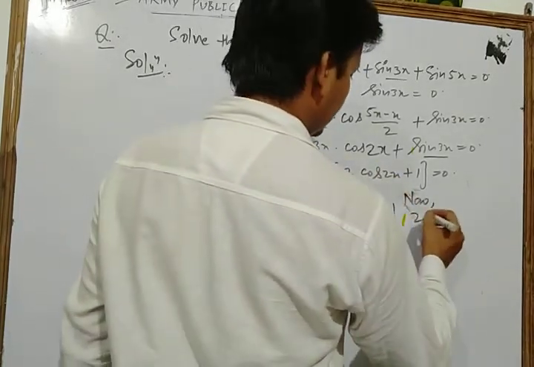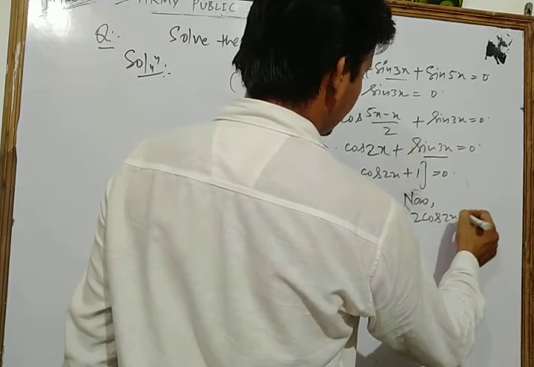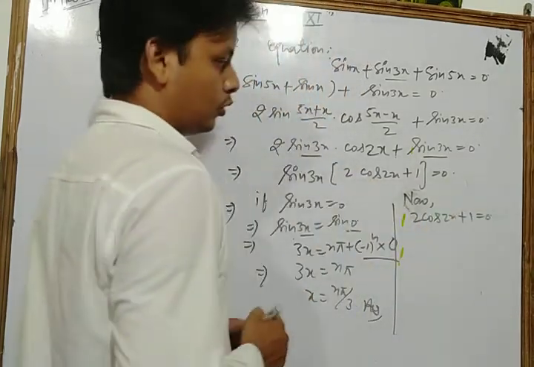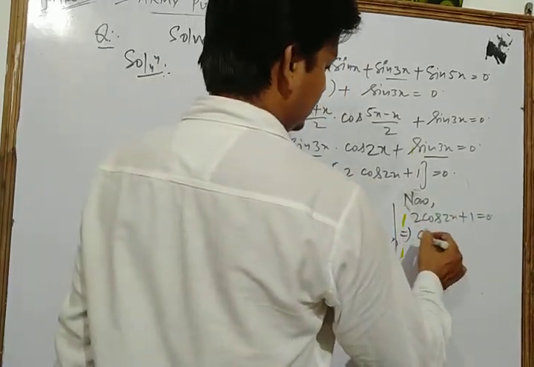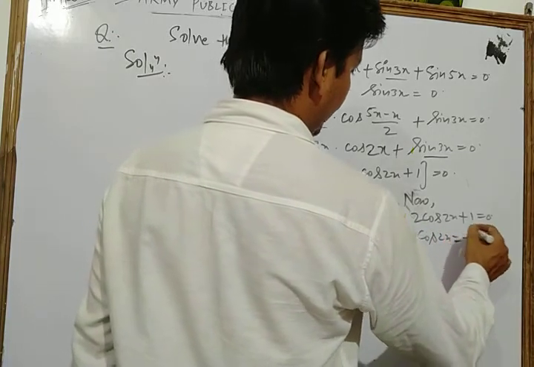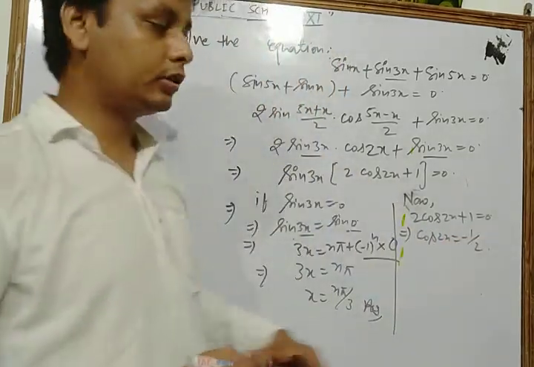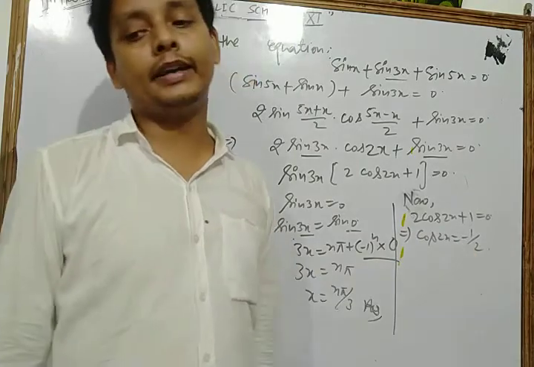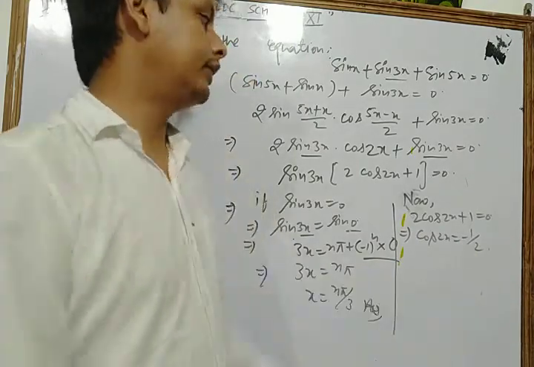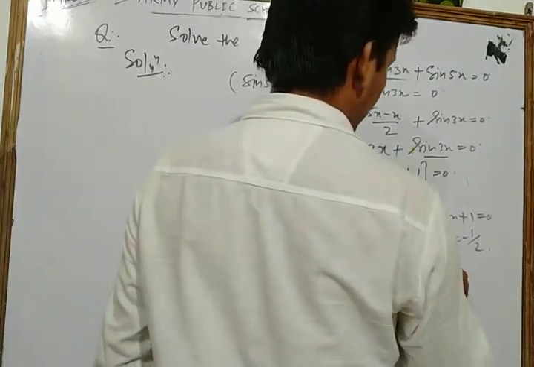We take 2 cos 2x plus 1 is equal to 0. Okay, now we get cos 2x is equal to minus 1 by 2. Cos 2x is equal to minus 1 by 2. Now let's see.